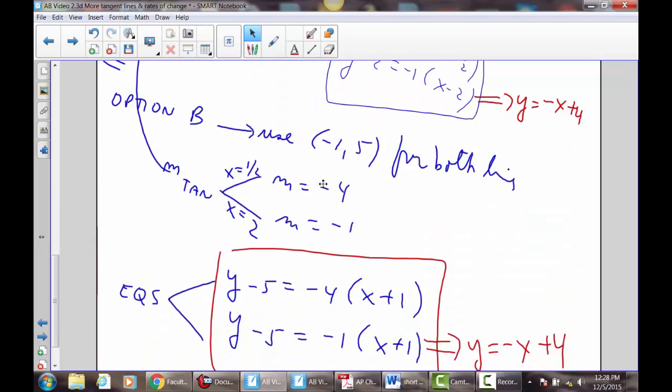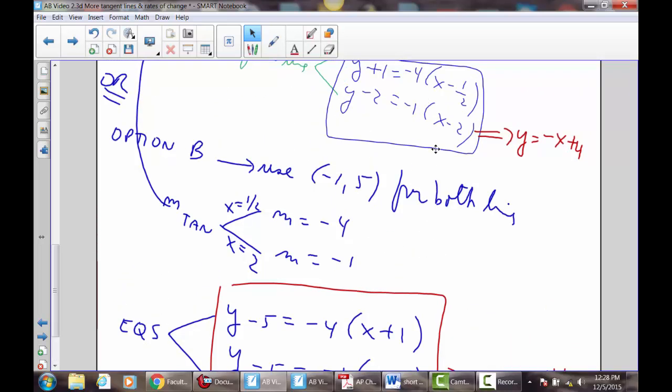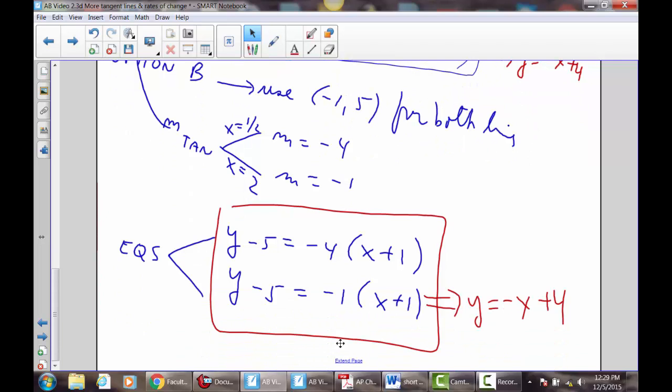You could, of course, use the point negative 1, 5 for each one. And then the slope of the tangent line, of course, you could find using either formulas up there. And you'll notice that these equations look different, but in effect, for example, if I expanded this one, isolated y, put it in slope-intercept form, I get the same thing as if doing it this way.